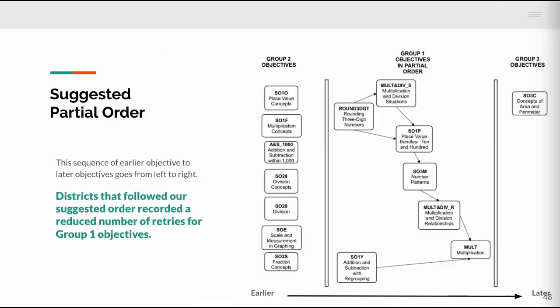We use the inference from our replication study to suggest a partial order for objectives in group 1 based on the predictive abilities of objectives. The sequence of earlier to later objectives goes from left to right. Districts that already followed our suggested order recorded a reduced number of retries for group 1 objectives.